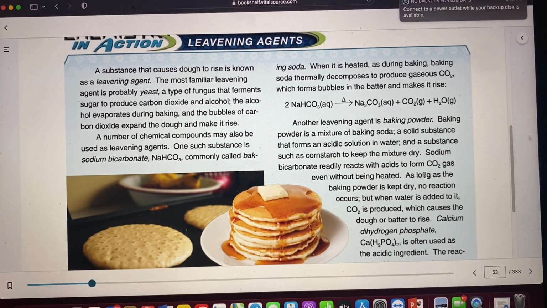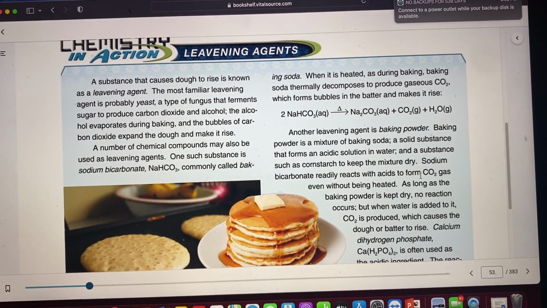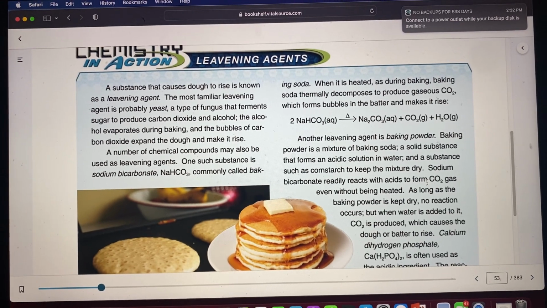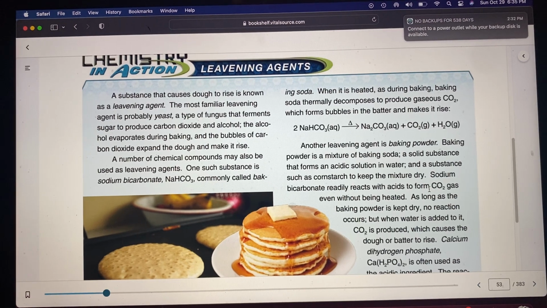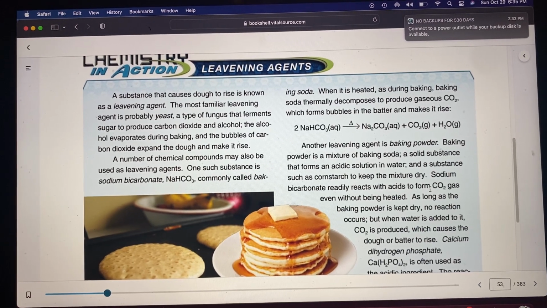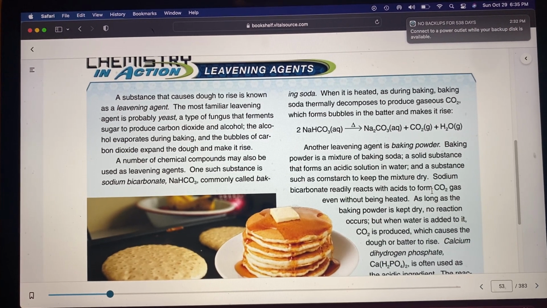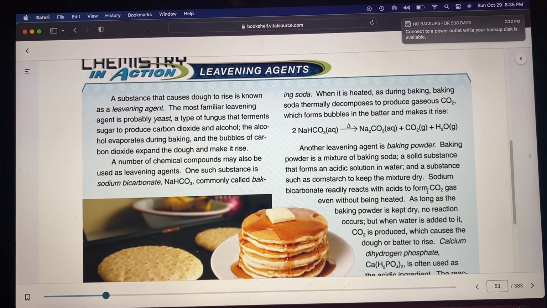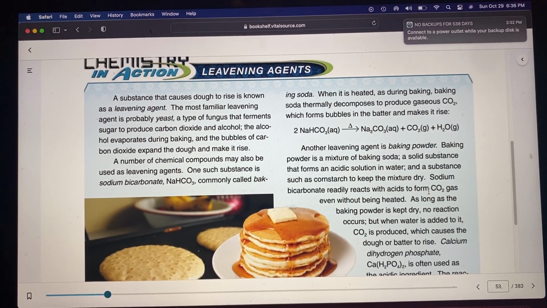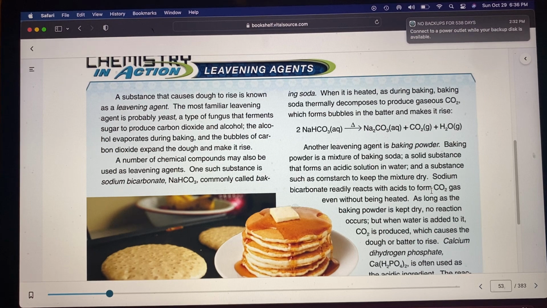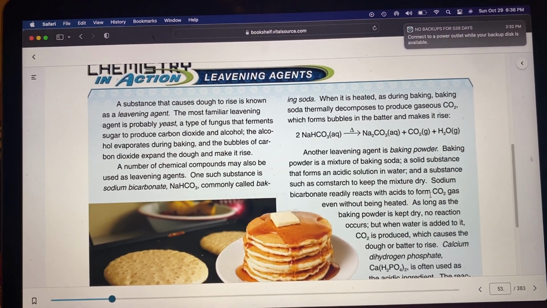So this is your chemistry in action. Leavening agents. So what are leavening agents? A substance that causes dough to rise is known as a leavening agent. Yeast would be one of those. It's basically a type of fungus that ferments and causes these bubbles of carbon dioxide and alcohol to come from a chemical reaction that's happening. And so we call this a leavening agent. One of them is sodium bicarb, and it will be decomposing here.